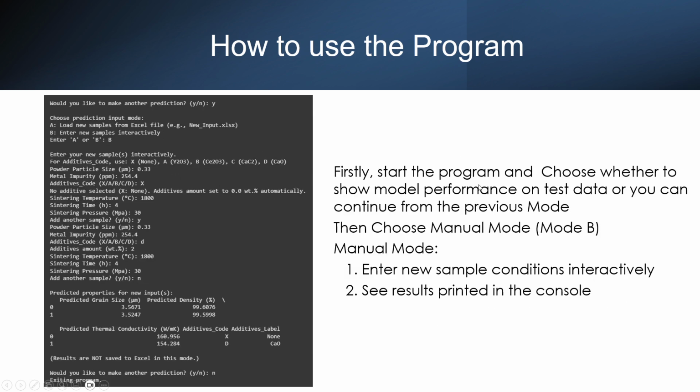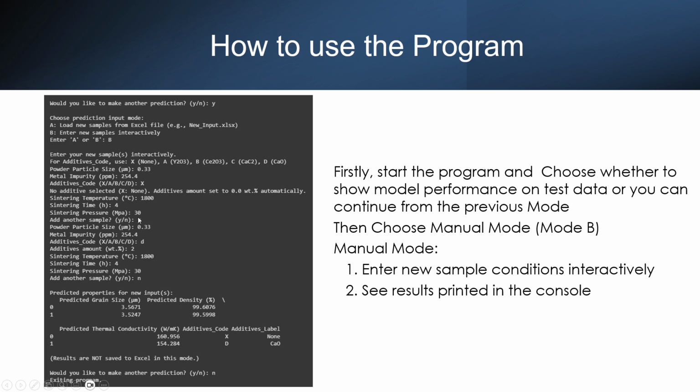And then for the second mode, you can start the program again and choose whether you want to show the model performance on test data, or you can just use it directly from the previous mode. Just choose yes for another prediction, and you will need to choose another mode, choose the B one, and here you will input the variables one by one. And if you choose additive code X, it will automatically set the amount to 0%. And here I show an example using two samples.